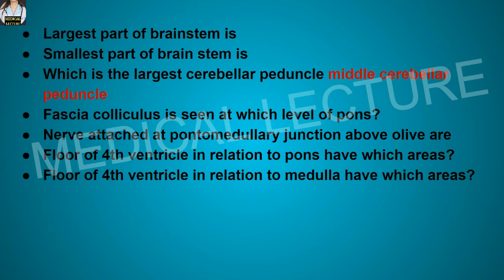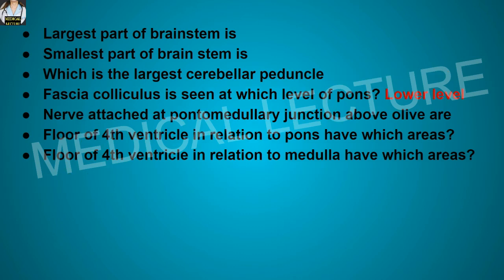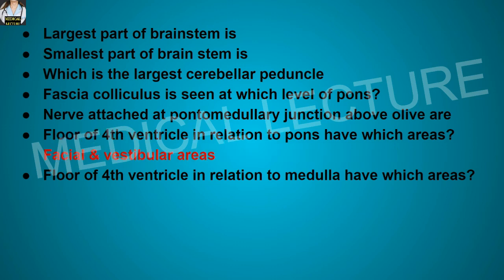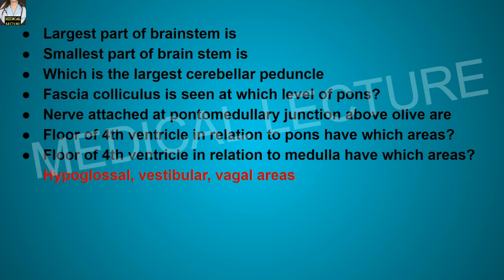Facial colliculus is seen at which level of pons? At the lower level of pons. Nerves attached at the pontomedullary junction above the olive are facial and the vestibulocochlear nerve. Floor of the fourth ventricle in relation to the pons has which areas? They have facial and the vestibular areas. Floor of the fourth ventricle in relation to the medulla has which areas? Has hypoglossal, vestibular and the vagal areas.